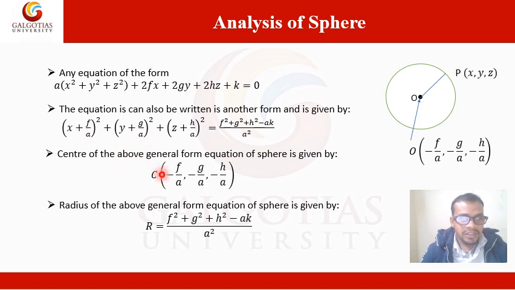So your center is going to be (minus f by a, minus g by a, minus h by a), and its radius will be the right-hand side, given by r equals the square root of (f squared plus g squared plus h squared minus ak) over a squared. So this is how you can represent this.